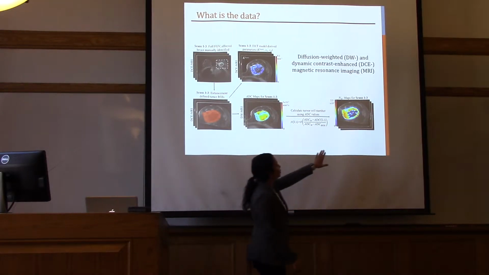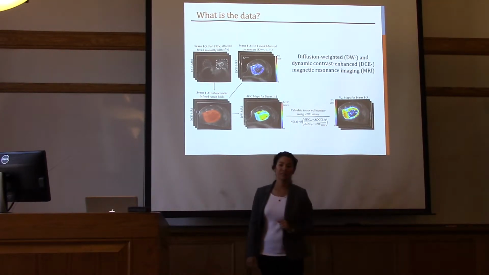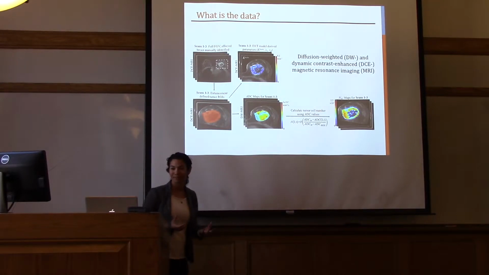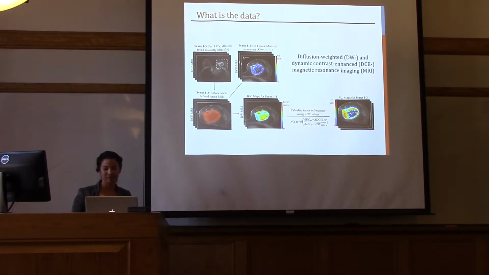This is an interesting tumor because actually 80% of it was necrotic. So you can see in the middle there was really just fluid, no cells there. Okay, so what's the mathematical model?